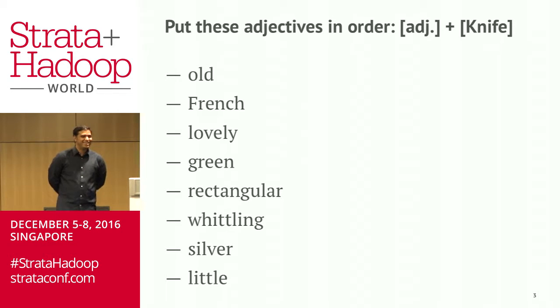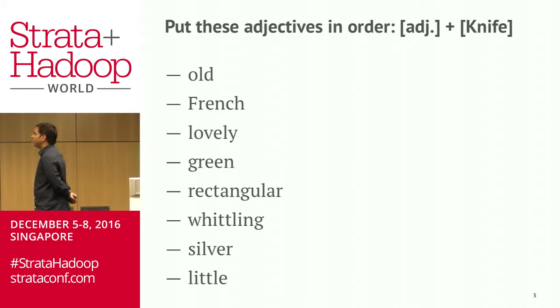Any order works. Okay, so the first hypothesis or the first answer is any order works. Is that really true? Let's try it in the order it is. Old French, lovely green, rectangular, whittling, silver, little knife. Would you use that in a sentence? No. You would never use that in a sentence. Clearly there is more to this. Any other guesses?